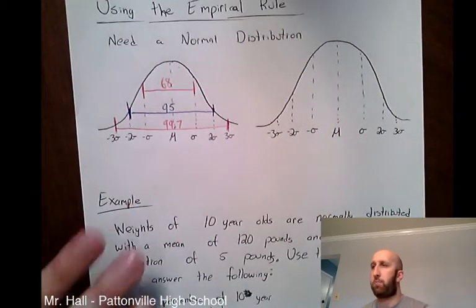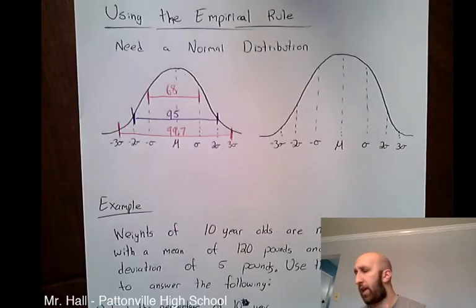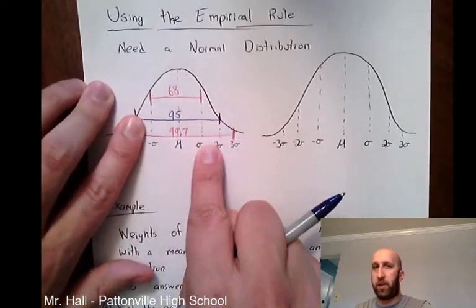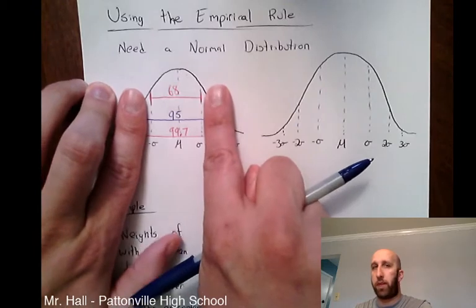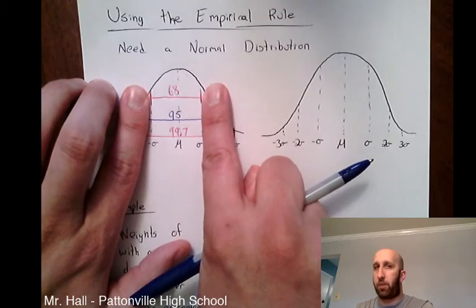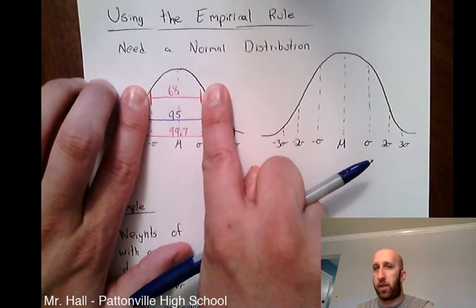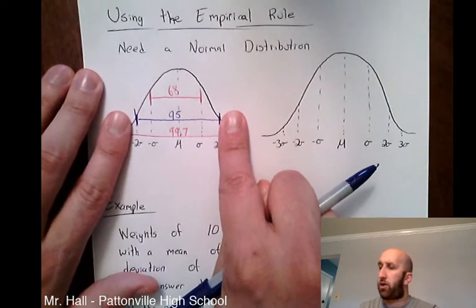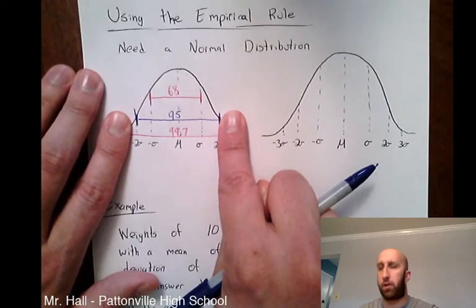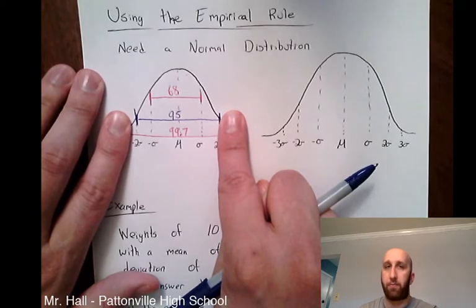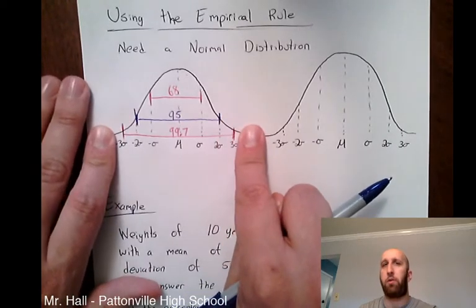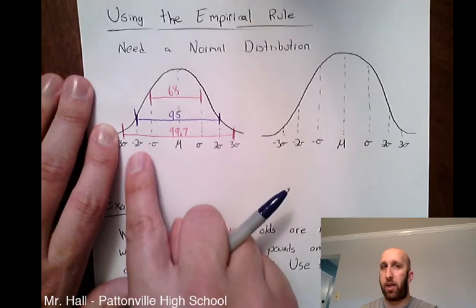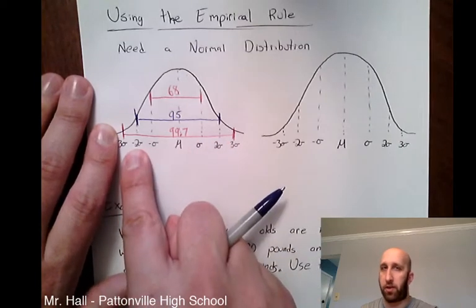So what the empirical rule states is that if you have a normal distribution and you look within one standard deviation above or below the mean, that's where 68% of the data is going to fall. If you look between two standard deviations above and two below, you're going to have 95% of your data. And if you go three standard deviations above or below, 99.7% of your data will be within that range.